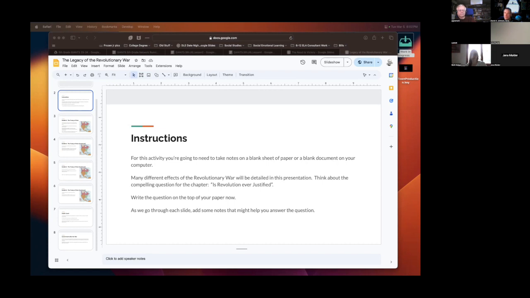Either unmute or drop in the chat what you think some of the arguments they might make might be. So take just a second to think and either unmute or drop in the chat what you think students might say at this point, towards the end of the unit, on whether or not revolution is ever justified. So I'm going to give you about 10 seconds of think time.